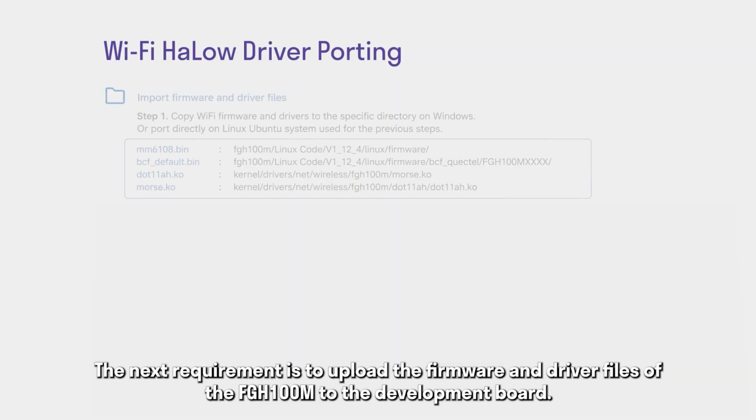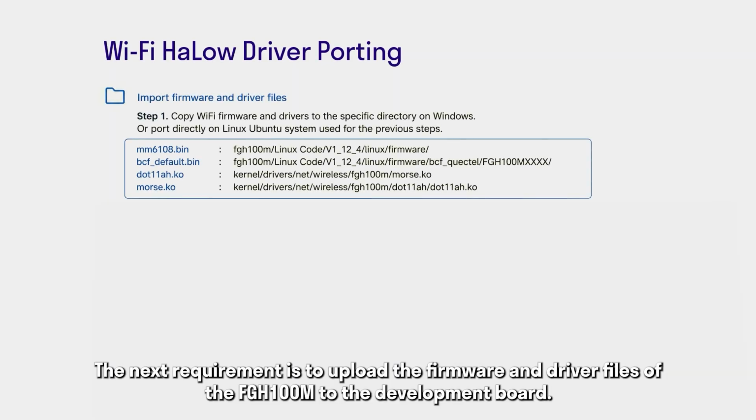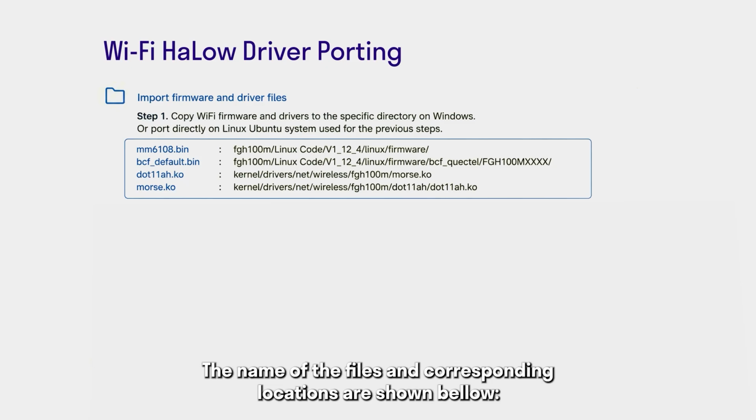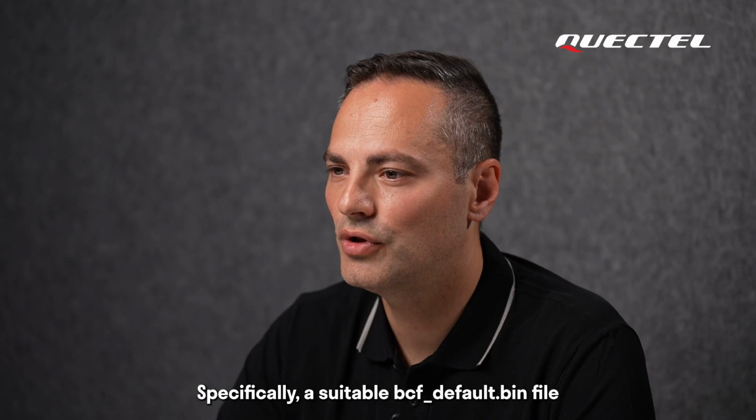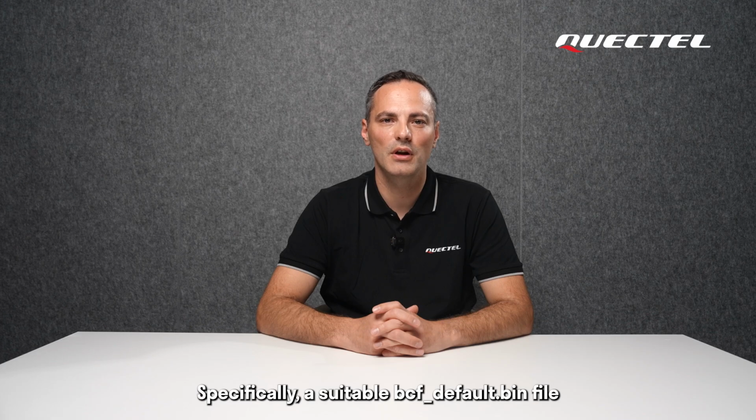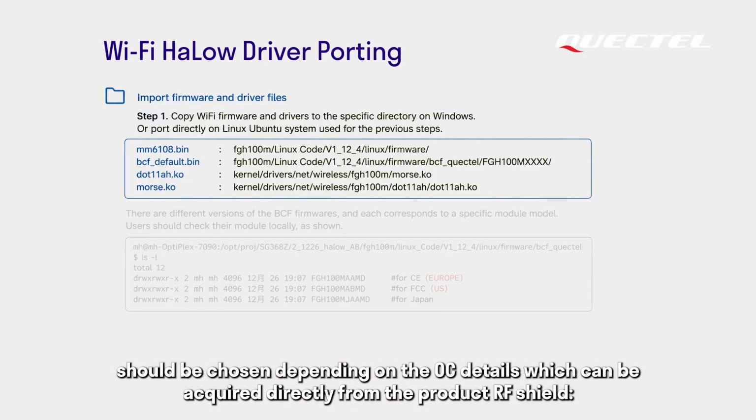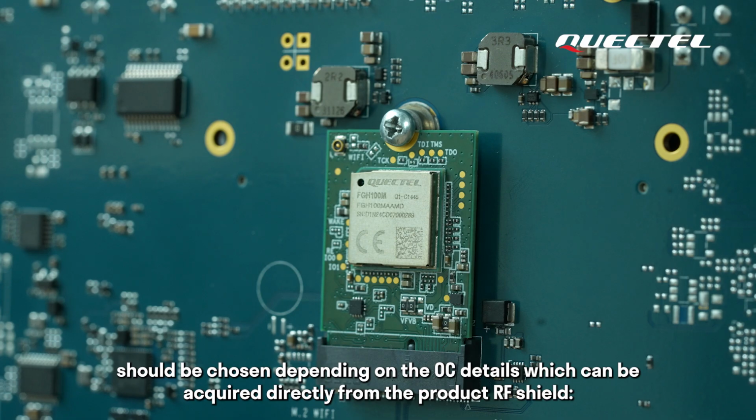The next requirement is to upload the firmware and driver files of the FGH100M to development board. The name of the files and corresponding locations are shown below. Specifically, a suitable bcf_default.bin file should be chosen depending on the OC details, which can be acquired directly from the product RF Shield.